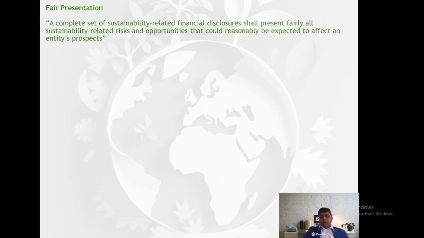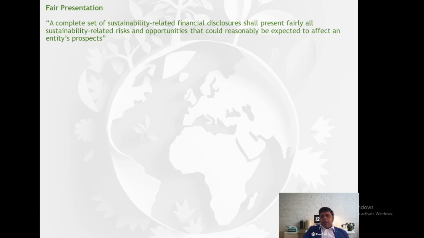What do you mean by fair presentation under IFRS S1? A fair presentation means that a complete set of sustainability-related financial disclosures shall present fairly all sustainability-related risks and opportunities that could reasonably be expected to affect the entity's prospects. In simple words, sustainability-related disclosures shall include all the sustainability-related risks and opportunities.